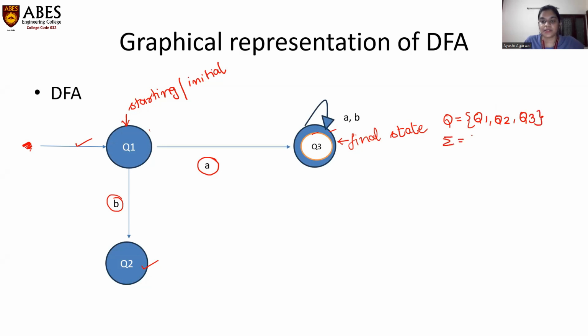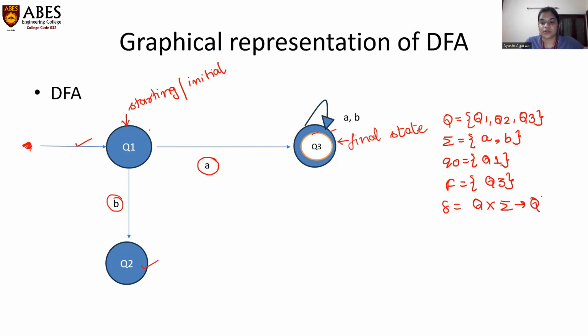Next comes the sigma, that is the input symbols. Over here, the input symbols are A comma B. Then comes Q0. Q0 is the starting state. Over here, it is Q1. Then comes F. F is the final state. Over here, it is Q3. Then comes delta, the transition function, which is very important to understand and to know how we can write it.